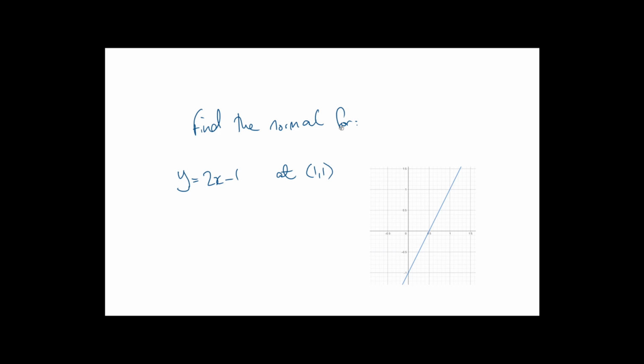I wanted to do a quick lesson about normals and tangents. So what is a normal? Not what is normal, but what is a normal? A normal is a line which cuts another line at 90 degrees, perpendicular.